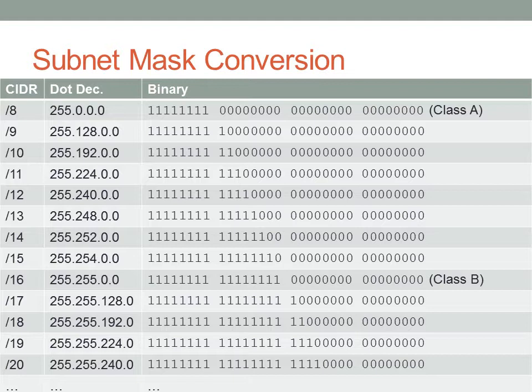For example, if you have a subnet mask 255.248.0.0, you're not going to have a chart to tell you that that's 13 bits. You're going to have to do the math yourself.